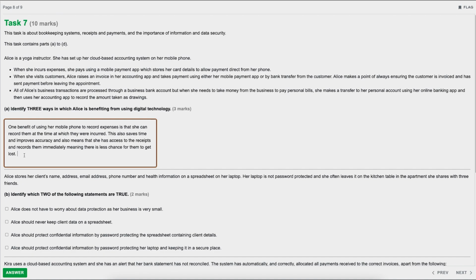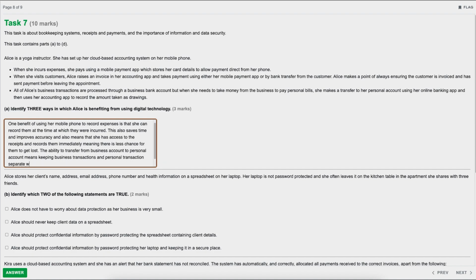So I would say something on the lines of the ability to transfer from business account to personal account means keeping business transactions, looks like the box does extend as well, so that's good. Keeping business transactions and personal transactions separate, which will be beneficial when it comes to preparing her accounts. Okay, so 3 marks there.